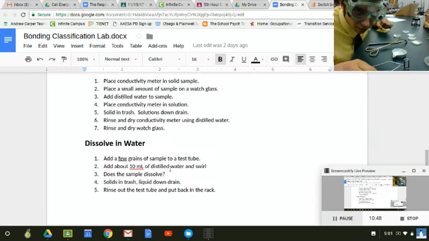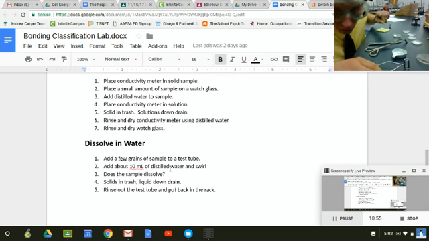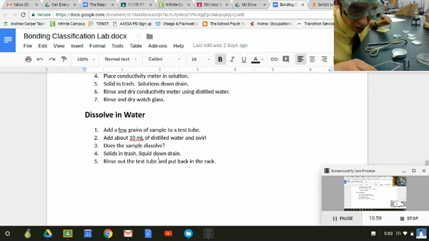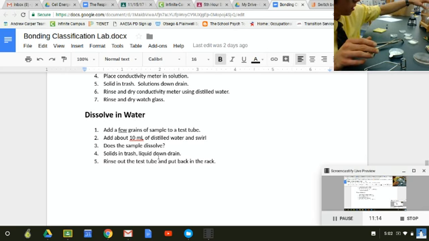Last of all, you're going to rinse and dry that watch glass. So rinse that off in the sink and then dry it off with a paper towel. Last of all, you have dissolve in water. So for this one, you're also going to use your test tubes. Ouch, that one's hot. So I need to be careful.